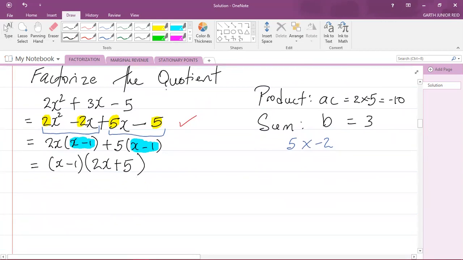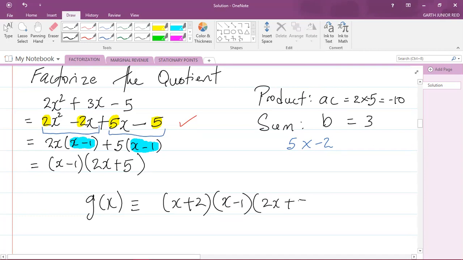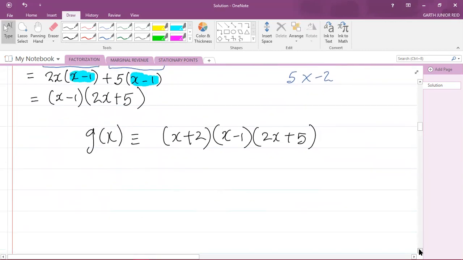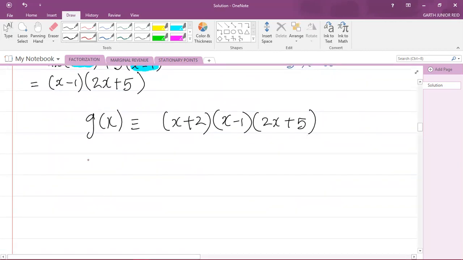So I can now say that g of x is the same as x plus 2 multiplied by my quotient in its factored form, which is x minus 1 times 2x plus 5. Now, how many factors do you recognize that we have here? We have 3 factors. Let's make a note of that. So note, we have 3 factors. The 3 factors are x plus 2, x minus 1, and 2x plus 5.